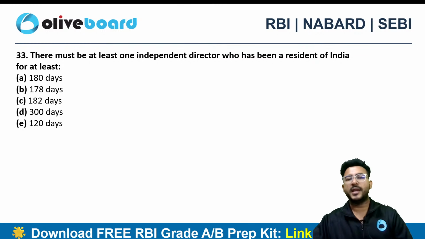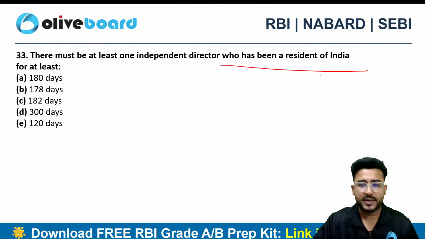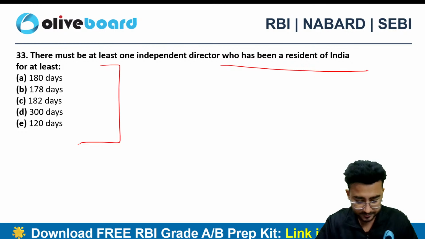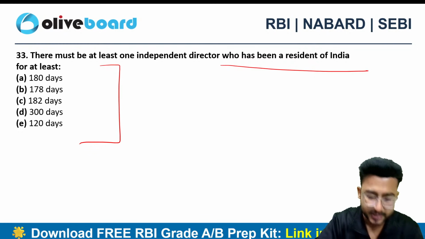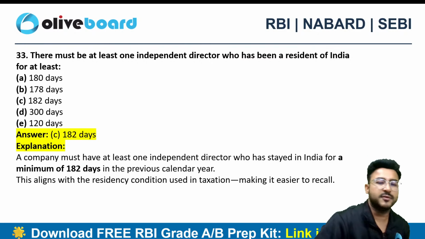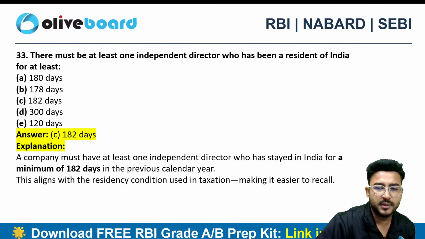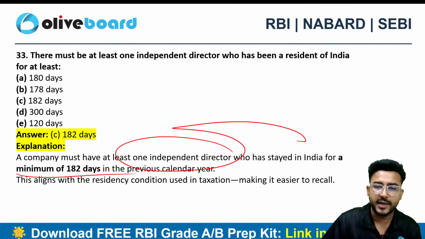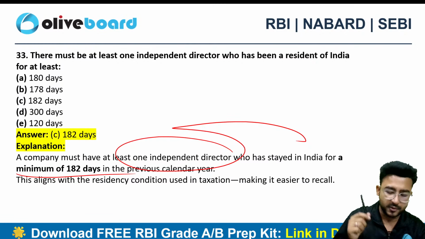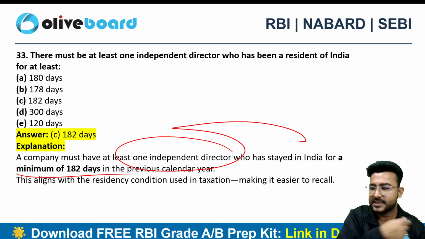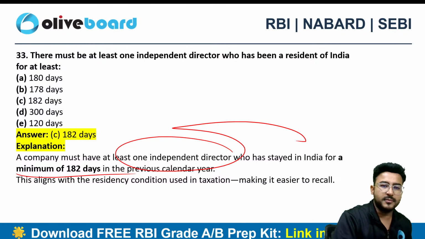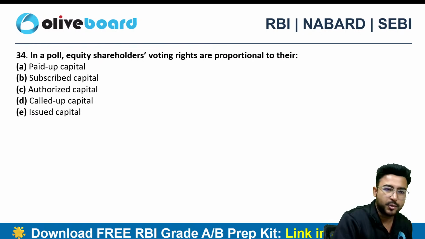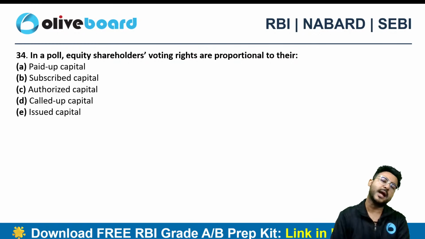There must be at least one independent director who has been a resident of India for at least how many days? 180, 182, 178, 300 or 120. So for 182 days, you need to have at least one independent director who stayed in India for a minimum of 182 days. Now this particular limit of 182 days is coming from the residential status chapter in taxation. So from that chapter, they have adopted this limit of 182 days from the Income Tax Act.